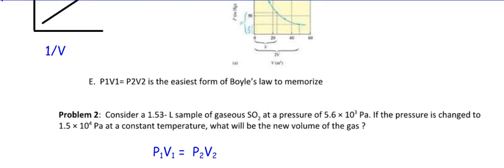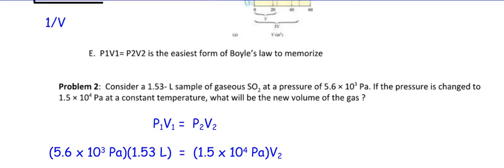At this point, all you're doing is plugging in the values. What's your pressure 1? I think it's 5.6 times 10 to the third pascals. What's your volume 1? 1.53 liters. What's your new pressure? 1.5 times 10 to the fourth. What's your new volume? That's what you're looking for. Notice when I wrote everything down, I put my units in, people, put your units in. What did pressure do? Pressure went from 10 to the third to 10 to the fourth. Pressure went up, so what would you expect your volume to do? You should expect your volume to go down. Well, let's check it out.